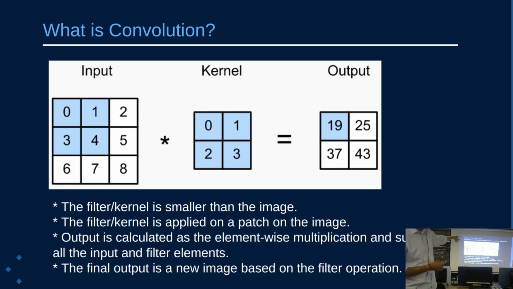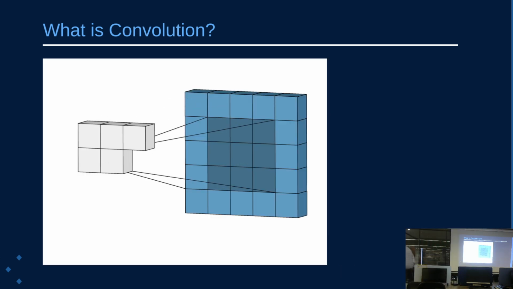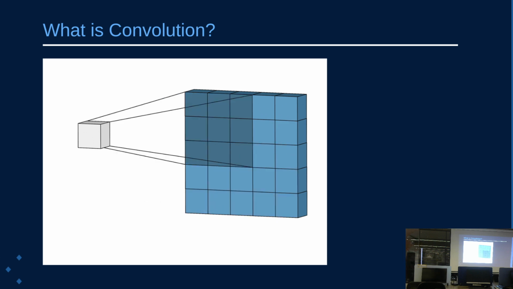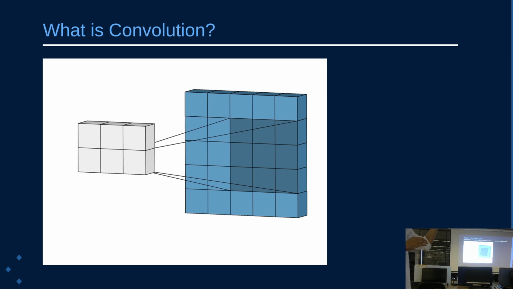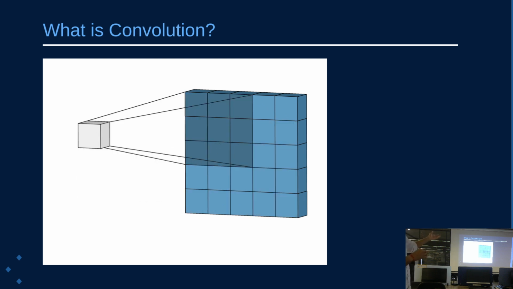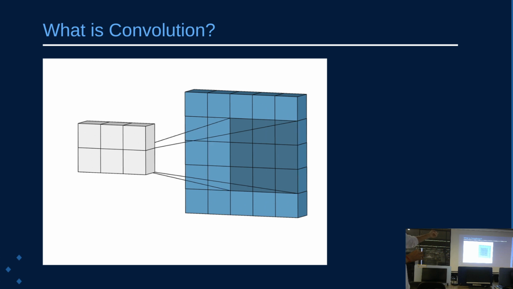So 0 times 0, 1 times 1, 3 times 2, 4 times 3. And then you sum these values. So 0 plus 1 plus 6 plus 12 gives you 19. Then I slide my filter. So now it comes to 1, 2, 4, 5. Then 1 times 0, 2 times 1, 4 times 2, 5 times 3. Sum that, you get 25. If I have to visualize it, you can look at this GIF. What is happening is that you have taken your filter and you are sliding it over this image, and each time it slides, it does an element-wise multiplication and sum, and you get this final output.